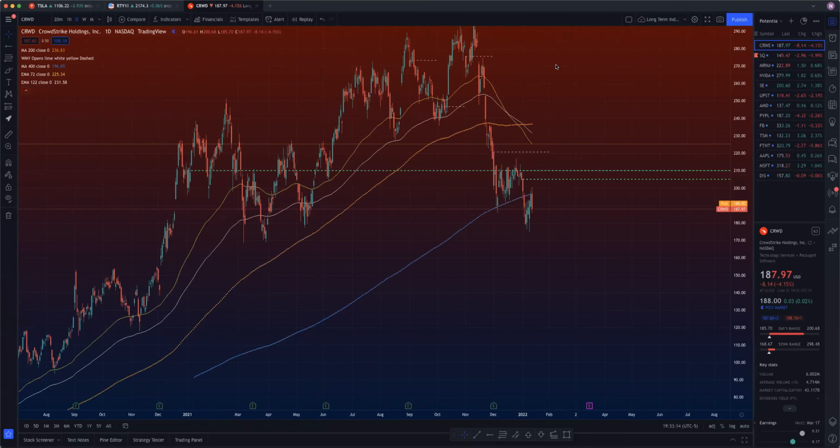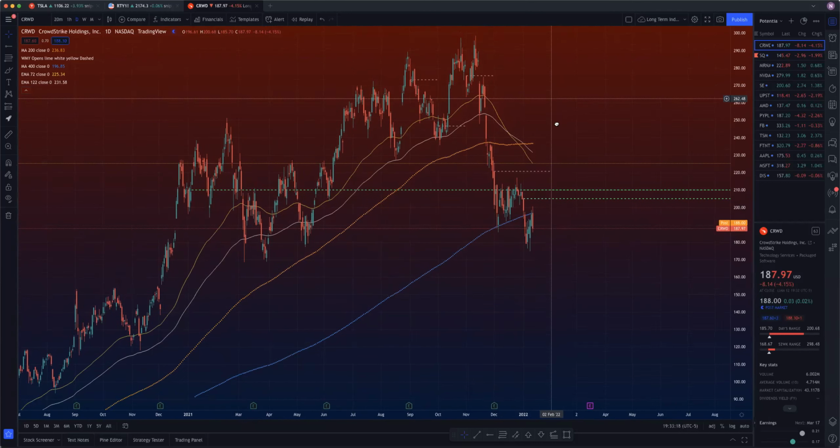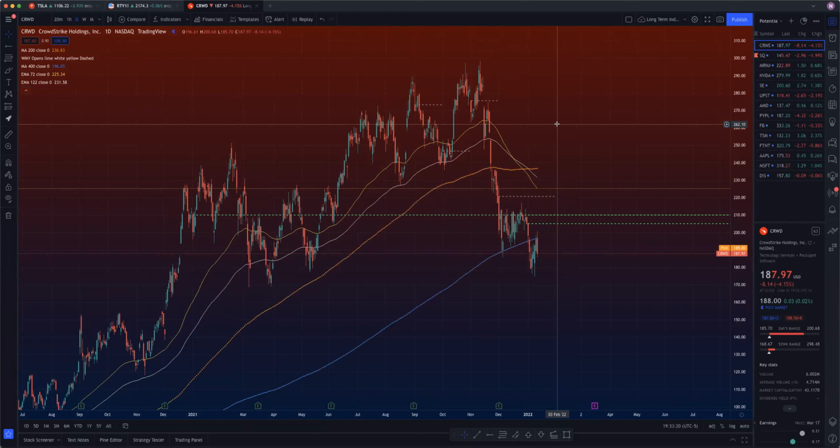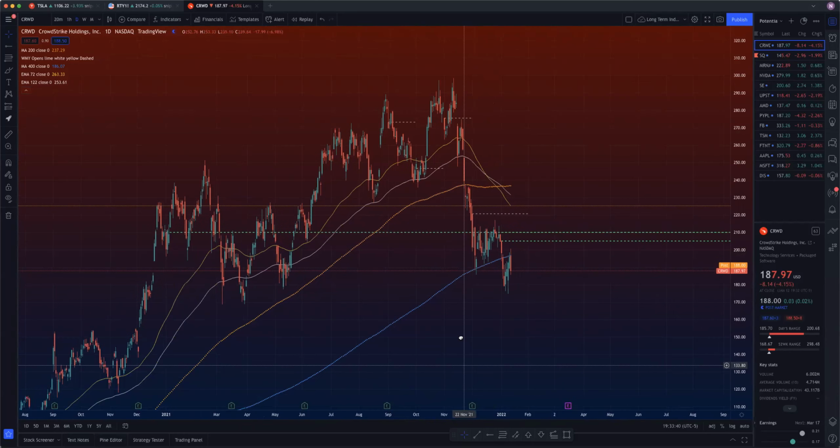So if you're a day trader, you want to use maybe shorter EMAs, maybe like the 14 or 9 or 21. If you're more of a swing trader, maybe use like 50 or 72 or 100. If you're more of a long-term position trader, maybe use the 200 or the 400. You kind of just play around with different numbers, and you can look up different ways to use EMA.